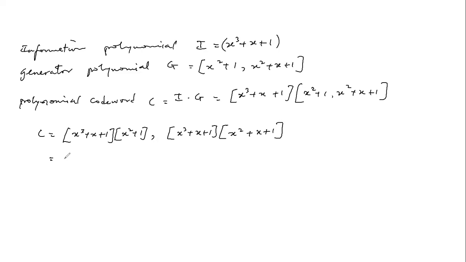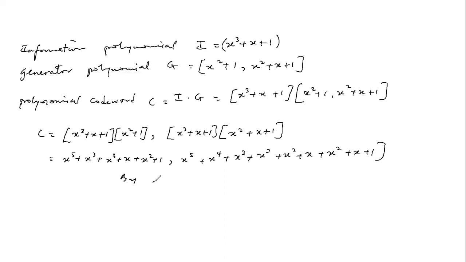And this will be the same as x to the power 5 plus x cubed plus x cubed plus x, then plus x squared plus 1. So we have x to the power 5 plus x to the power 4 plus x cubed times this, now plus x squared plus x squared plus x plus 1.